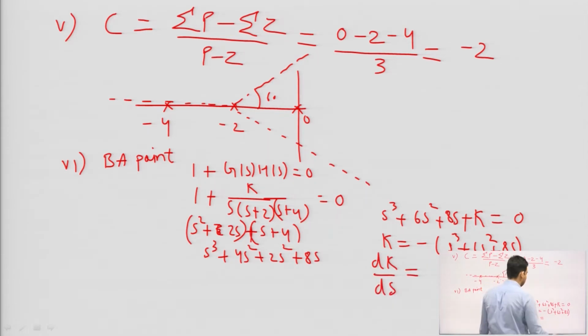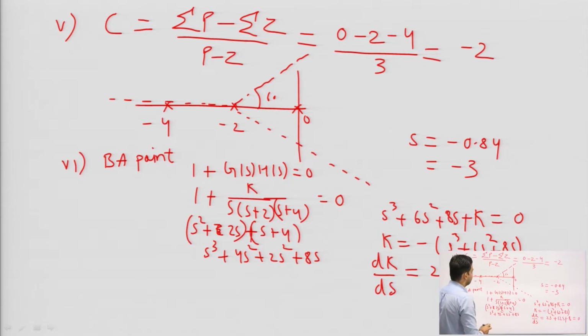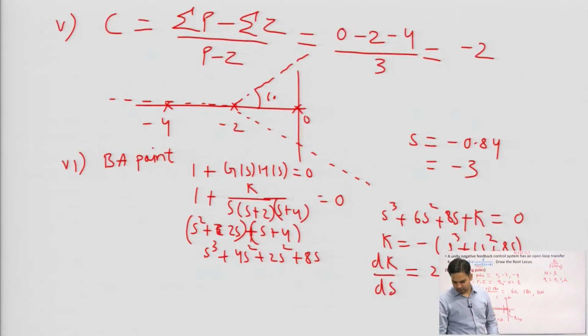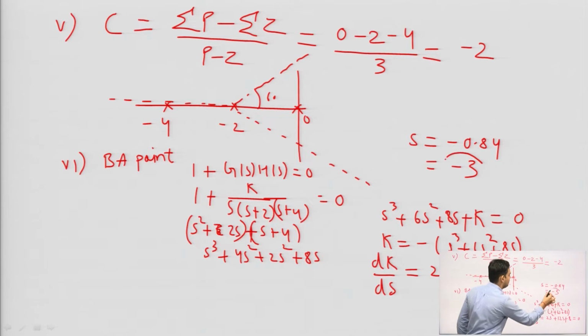When you equate it to 0, you will first get the differentiated equation 3 s square plus 12 s plus 8 equal to 0. If you solve it, you will get two values of s: one is around minus 0.84, and the second is around minus 3. So, we see where minus 0.84 is lying: it is lying here in the valid region. Next, we look at the value minus 3.